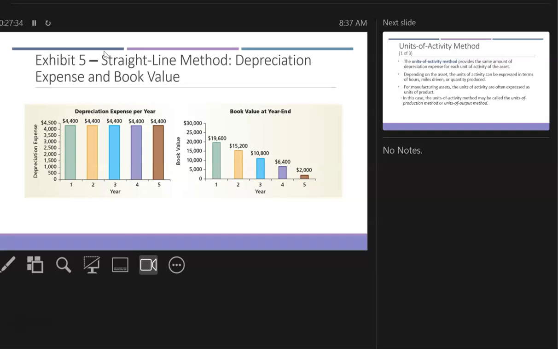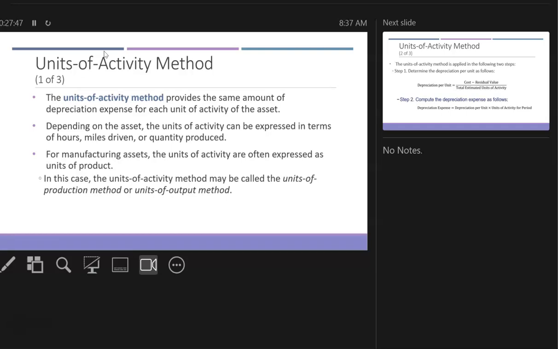Remember when we come up with the depreciable cost, we take the cost of the asset minus its residual value. Do you remember that when we started? Yes? That's one method. Here's the next method.